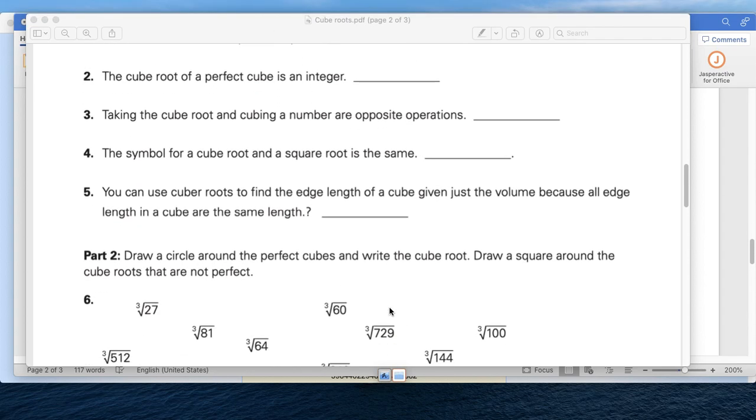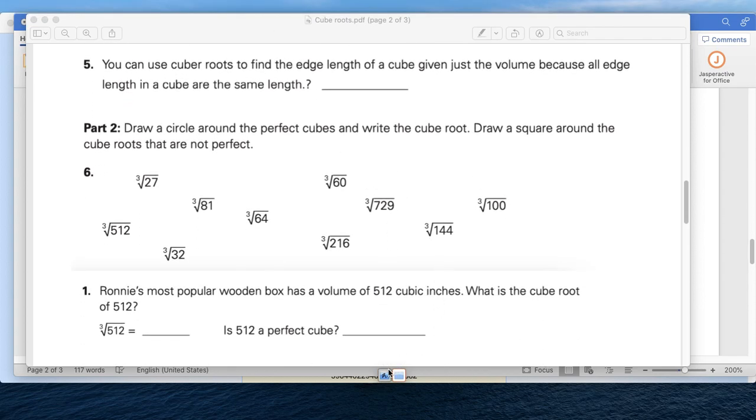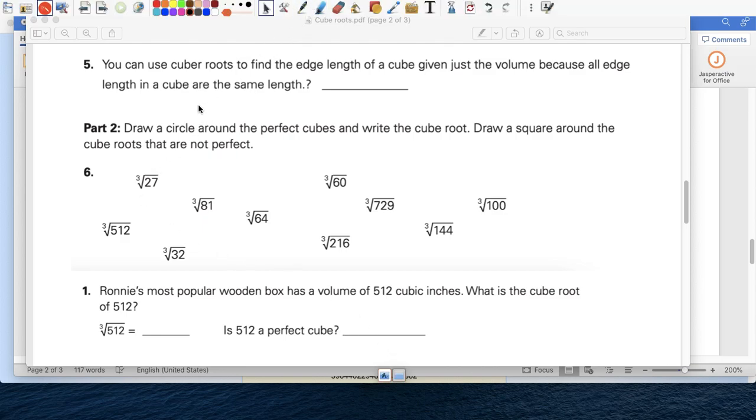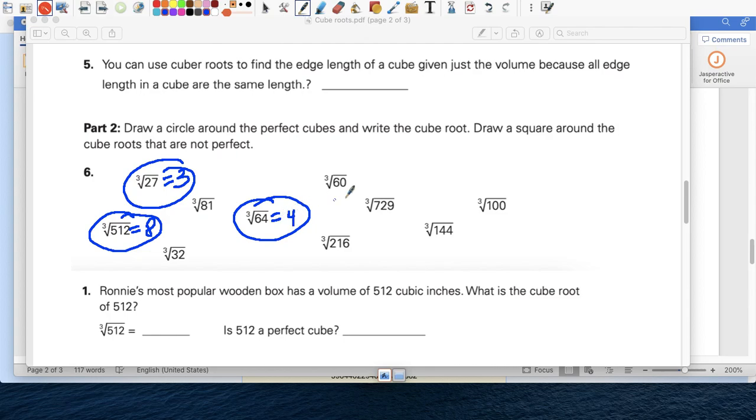Draw a circle around the perfect cubes and write the cube root. Okay, that's a perfect cube. I made a list, so you know. So that's 3. What else? 512 is a perfect cube, and that equals 8. That's a perfect cube, right? It's 4 times 4 times 4. 729 is also a perfect cube, and that is 9.